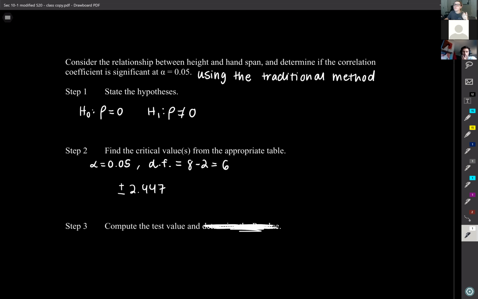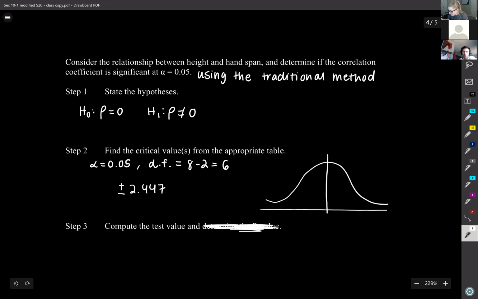That way I can shade in the critical region and the non-critical region. You definitely need to know how to do this for the final because I will ask you to do it. I'll just guarantee I'll ask you to do it. So drawing my distribution here, I know that my critical regions are here, where this is negative 2.447, and here, where this is positive 2.447.